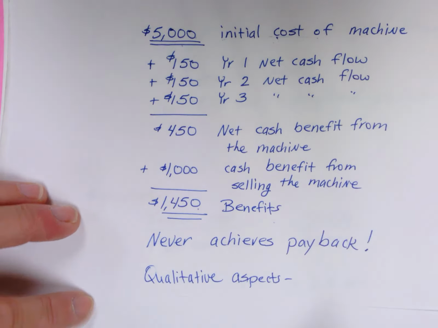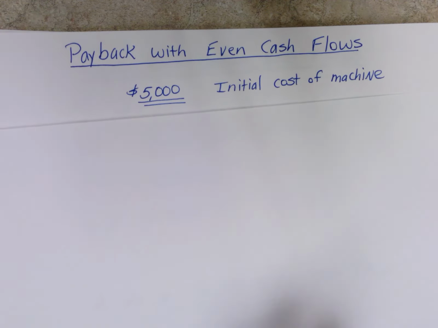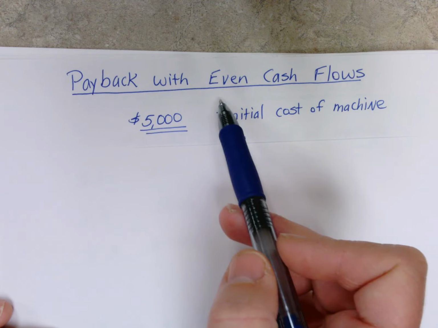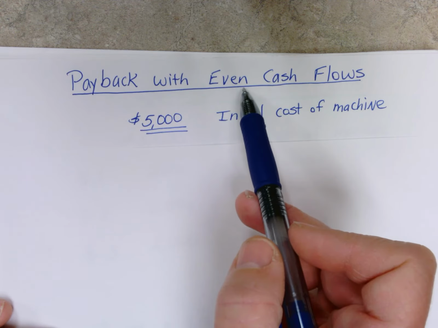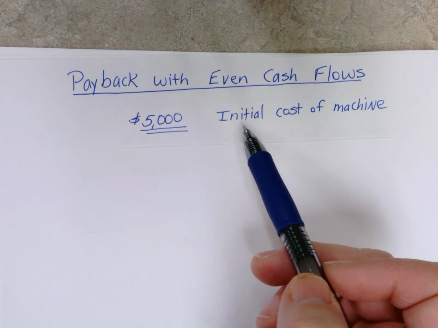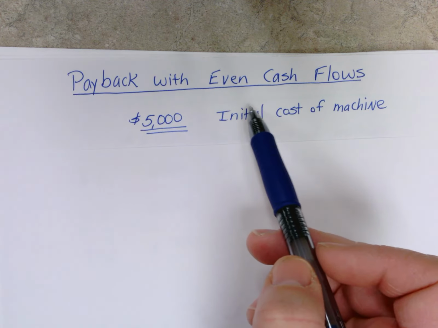Never achieves payback. Okay, so let's look at an example that does make sense, where the company does achieve a payback period. And there's two situations. The payback from the machine can have even cash flows, and that means the same amount of cash flow coming in every year, or they can be uneven cash flows, where the amount of cash flow differs from year to year.